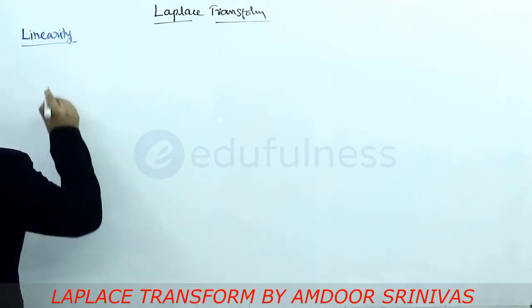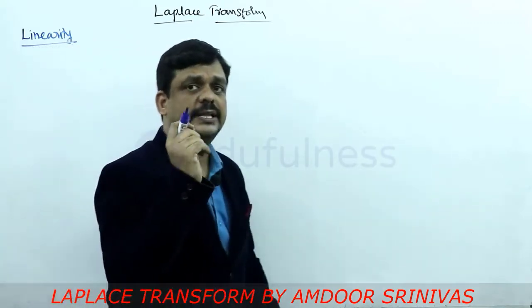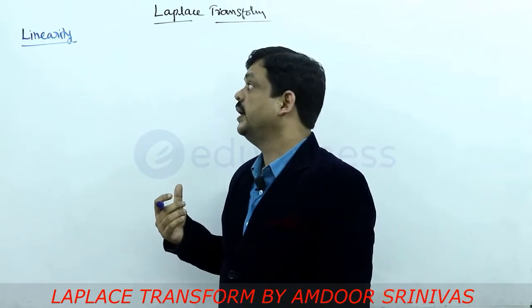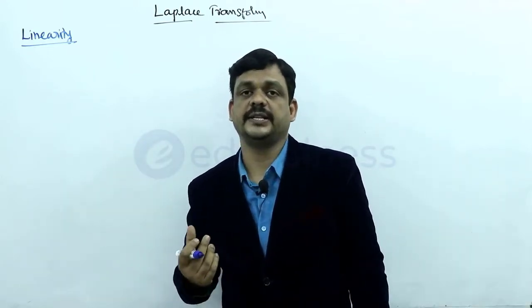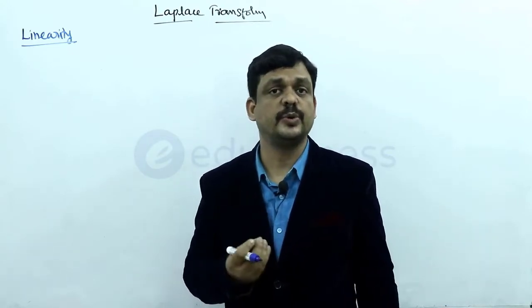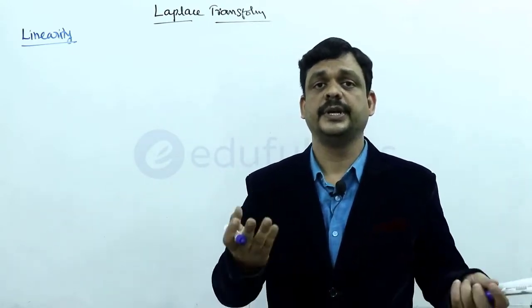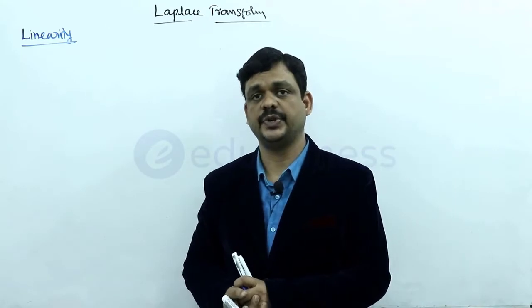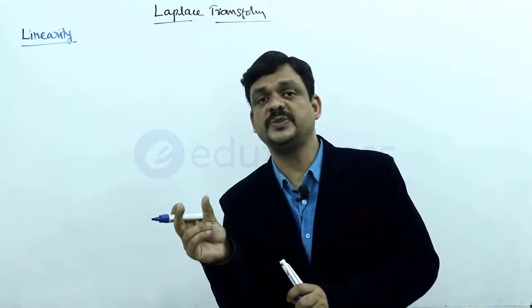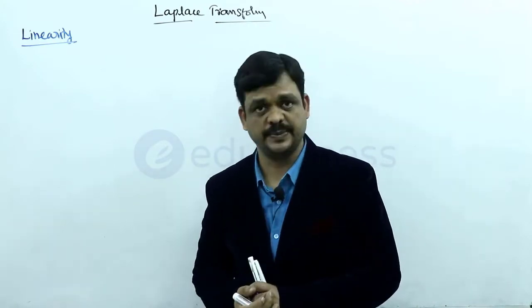Linearity property. That name explains that the total response is the sum of individual responses. We can write one standard statement like this: if the system satisfies the superposition theorem and the homogeneity theorem, then it is a linear system. From the superposition theorem we can write that the total response is equal to the sum of individual responses.